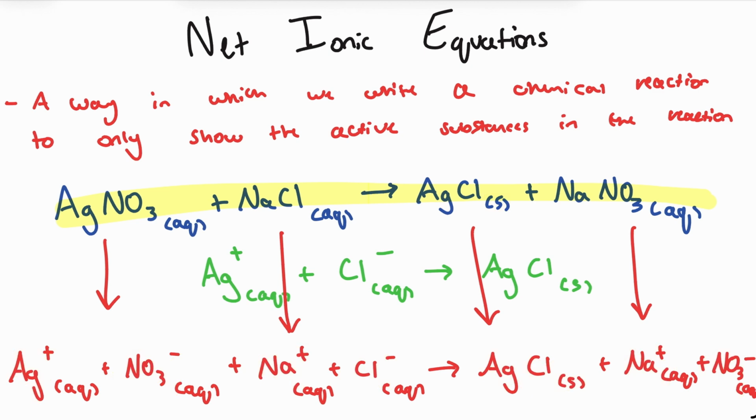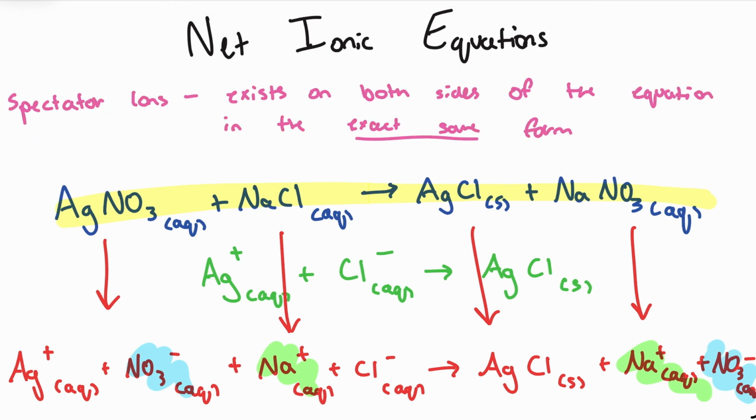As you may also notice, some of these ions look identical on both sides of the equation. For instance, we have nitrate ions on both sides of the equation, and we have sodium ions on both sides of the equation. Those are what we call spectator ions. A spectator ion is something that exists on both sides of our equation in the exact same form.